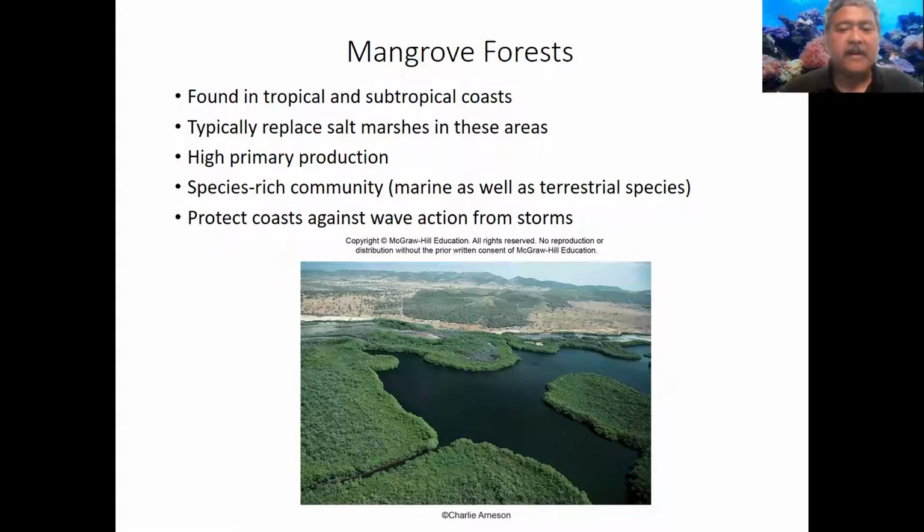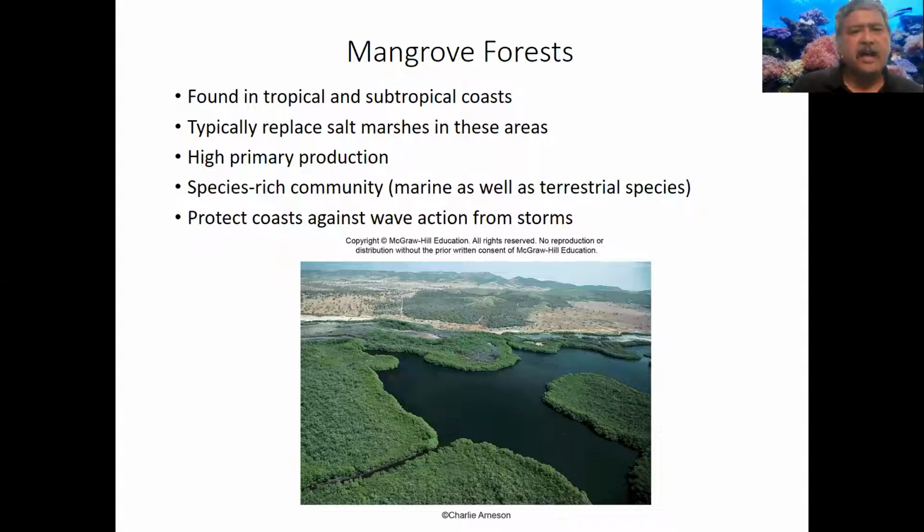Okay, here's the mangroves. Mangroves are actually not that common in the United States. They're only found around Louisiana and Texas, the eastern part of Texas along the coast, and parts of Florida have mangrove forests. These are usually found in much warmer areas, so tropical, subtropical areas.